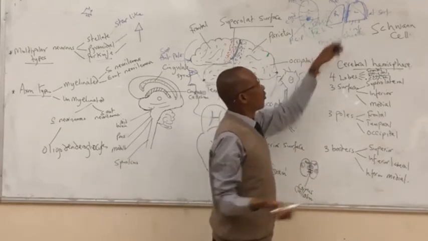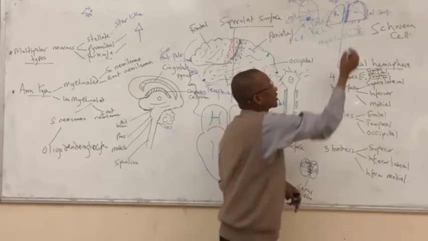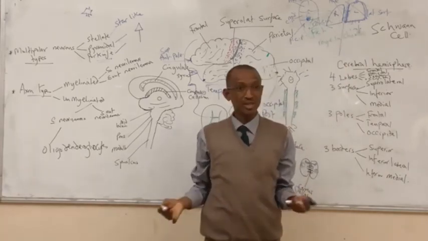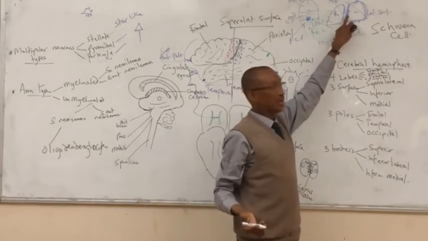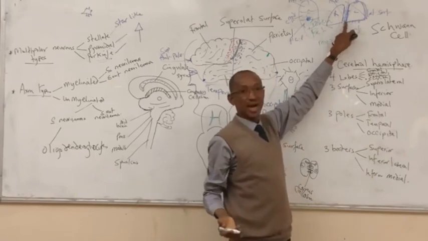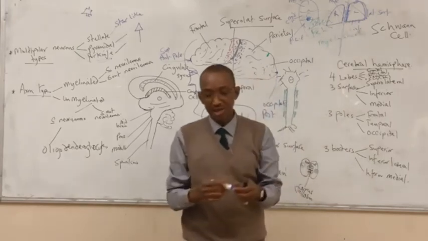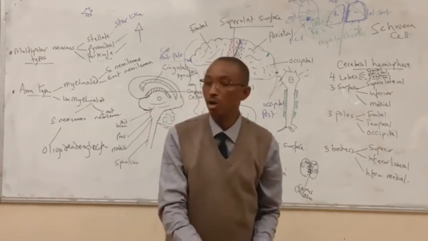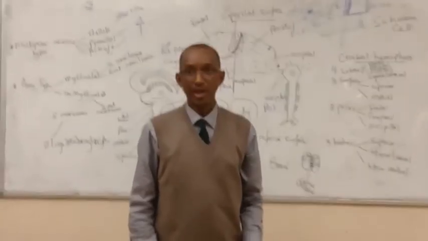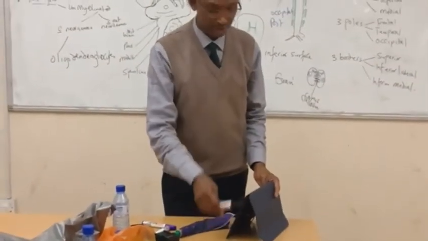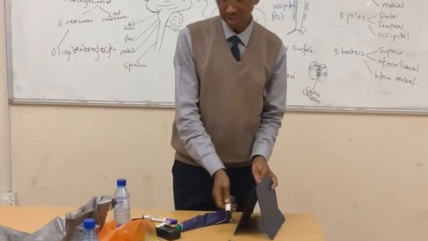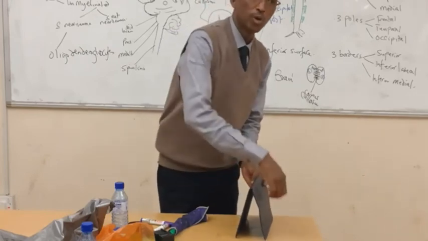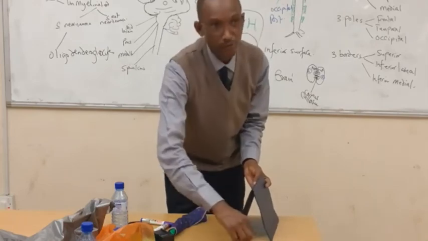So now, on the medial side, since this is the inferior surface, this border is called the inferior medial border. It makes sense, right? This is the medial surface, and this is the inferior surface. Just like if I do a demonstration with this, if this is the cut end of the cerebral hemisphere, are you clear? This is the superior lateral surface. This is the medial surface. And here the floor is the inferior surface.